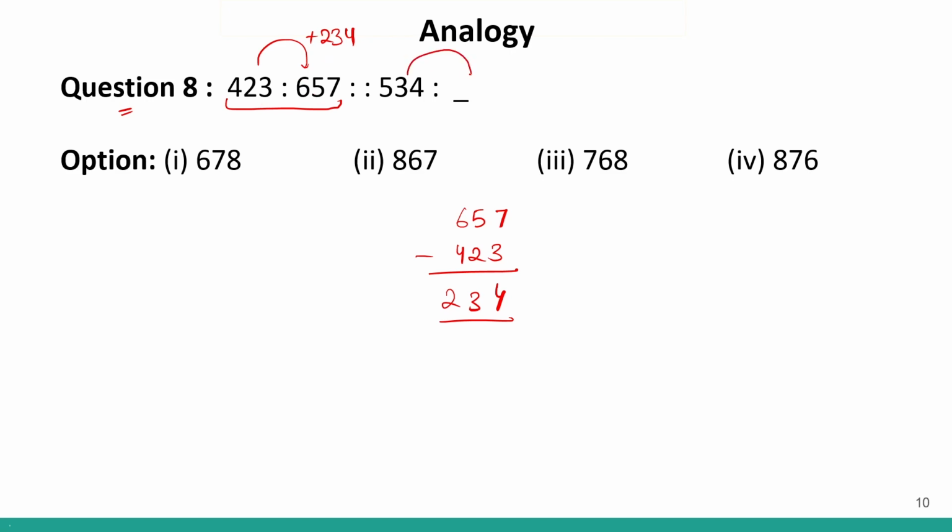So we will do the same thing over here. We will add 234 to the first element to get the next element. So 534 plus 234 we will do. We will get 768. Is 768 given in the options? Yes, it is given in option number 3. So the answer will be 768, option number 3.